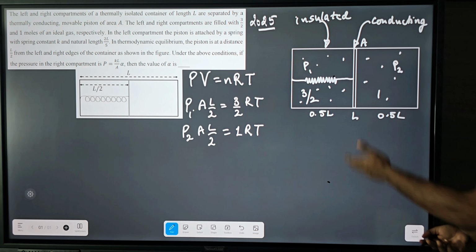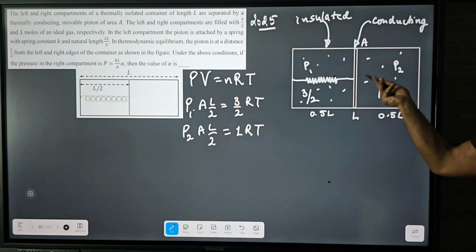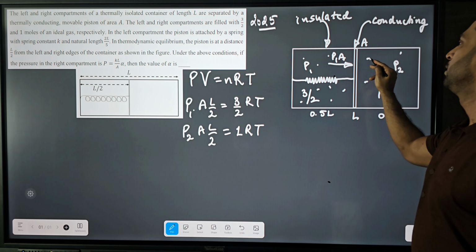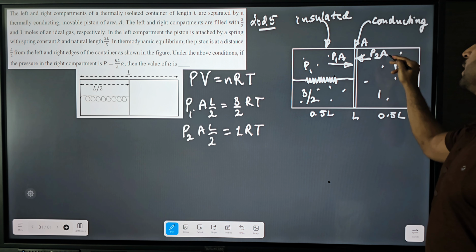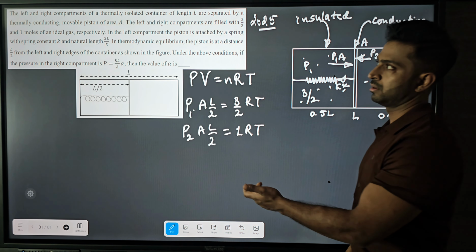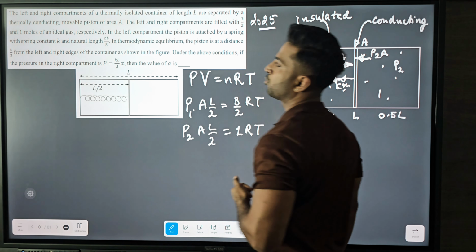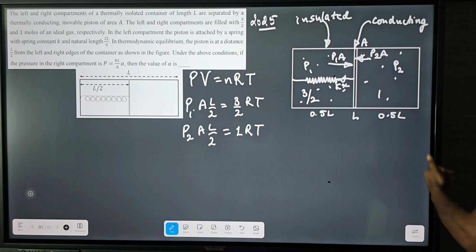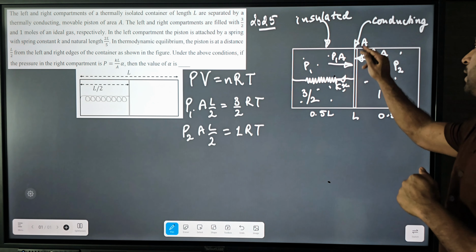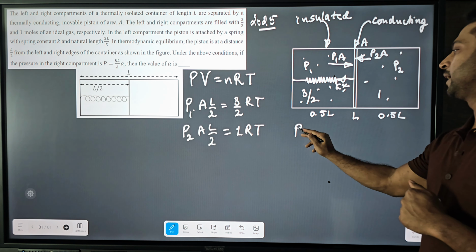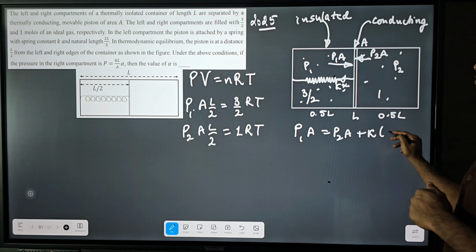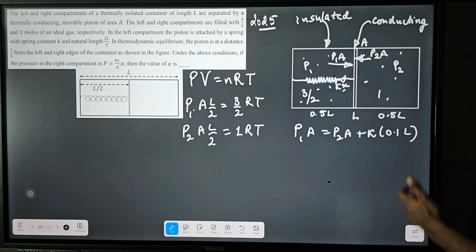And finally, since there is a spring involved, if you draw the FBD of this piston, there is a force here acting, pressure P1 into area A. From here, it is P2 into area A, and there is a spring force Kx, where x is the extension. Now the natural length of the spring is 0.4 L, final length is 0.5 L, so the extension of spring here is only 0.1 L. So when I apply the force equation on this, I get P1A to the right is P2A to the left plus K into extension 0.1 L.